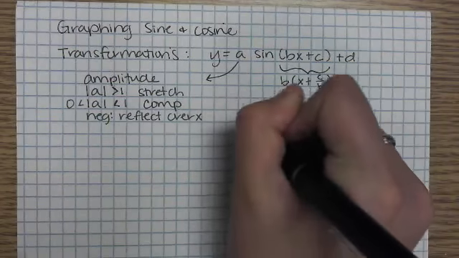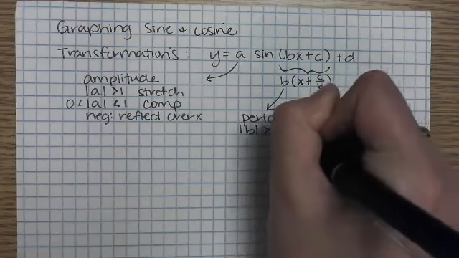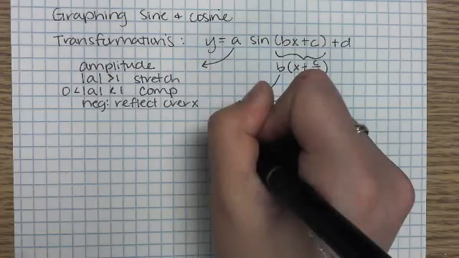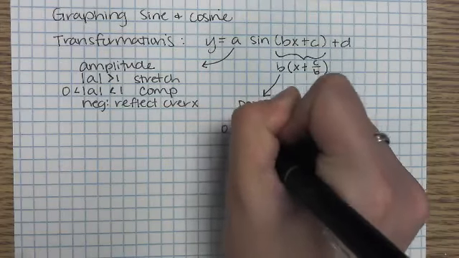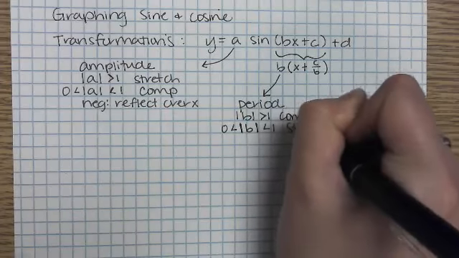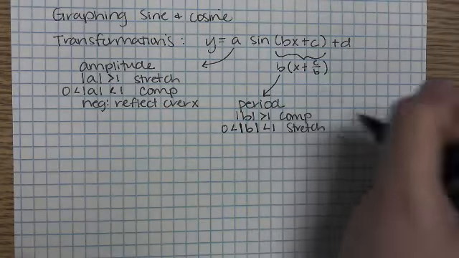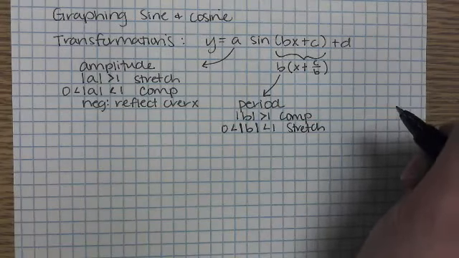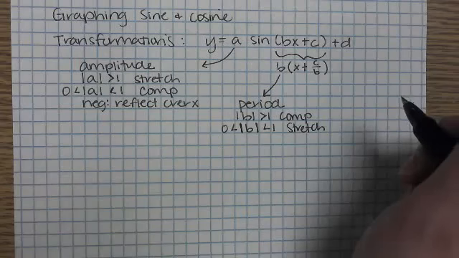But anyway, if we have the absolute value of b is greater than 1, it's going to be a compression. So the period of the graph would be smaller than usual. And then if the value for b is between 0 and 1, it's going to be a stretch. And we're not going to talk about these being positive or negative here because it honestly would not make a difference. Anyway, well, much difference.